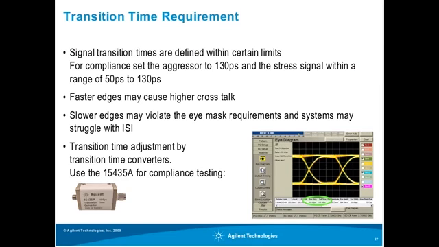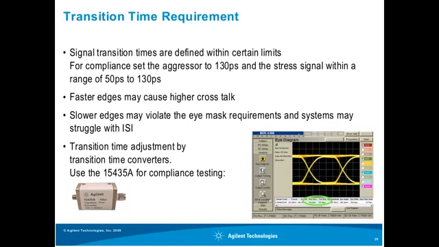There's a transition time requirement. I don't want to spend much time on that. Basically, it's the rise time or fall time of a signal. For compliance test, the aggressor has to have 130 picosecond. For the stress signal, there's a range specified. But if we keep close to the word of the specification, we should also use something which is close to 130 picosecond for receiver testing.